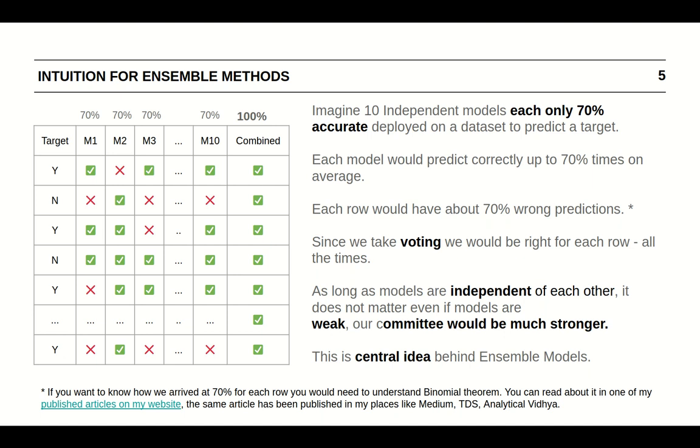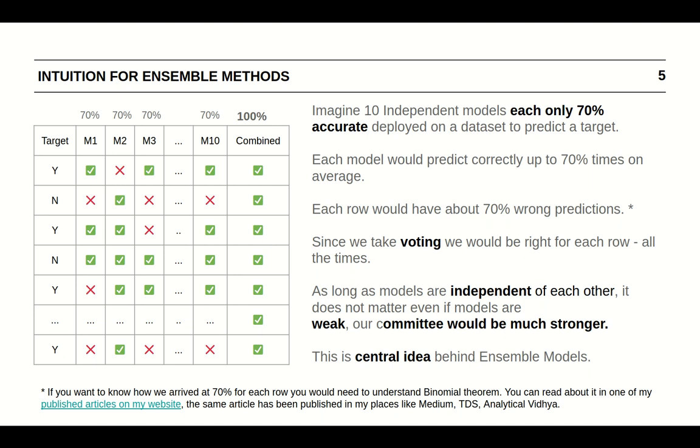So as long as models are independent of each other, it does not matter even if models are weak, they are not highly accurate. A committee of these, or a group, a combination of all of these models taken together would act as a much better predictor, and our ensemble of these models would have much higher accuracy than any single model.